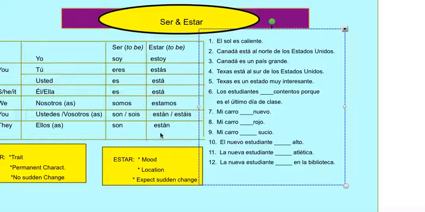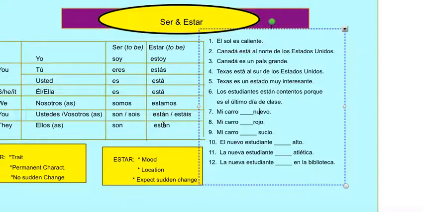Six, the students are happy because it's the last day of class. Is it a trait or a mood? Yes, we are describing a mood. Mood, what is mood? Estar. Entonces los estudiantes, ellos, estar, están. Los estudiantes están contentos.